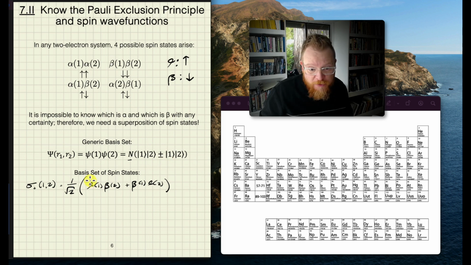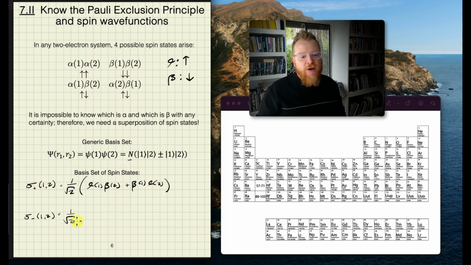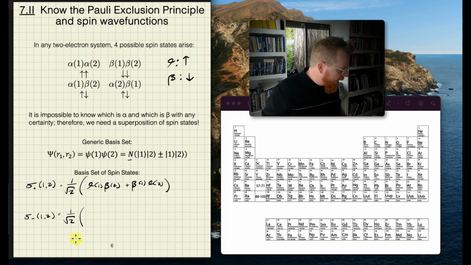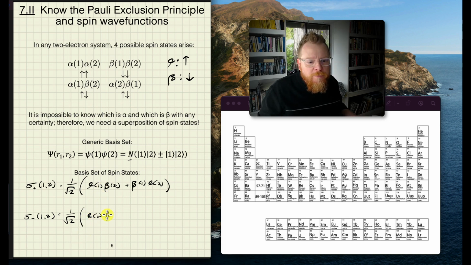And of course, our other spin wave function is from switching the position, which changes the sign according to Pauli. So that's sigma minus spin wave function 1, 2. And we're going to have the same 50-50 normalization constant, 1 over root 2. And now that's going to go alpha 1 beta 2, same as we did last time, but now we'll say minus beta 1 alpha 2.